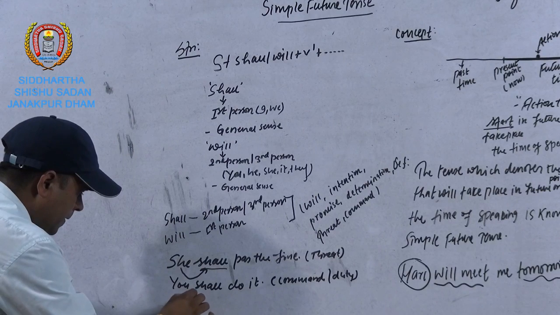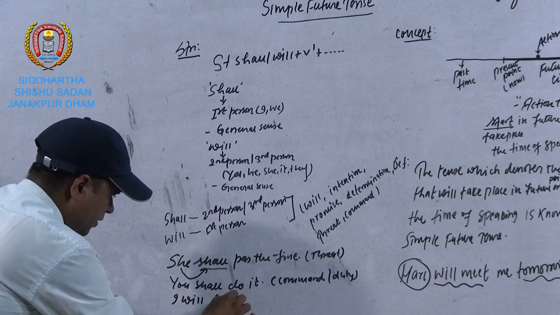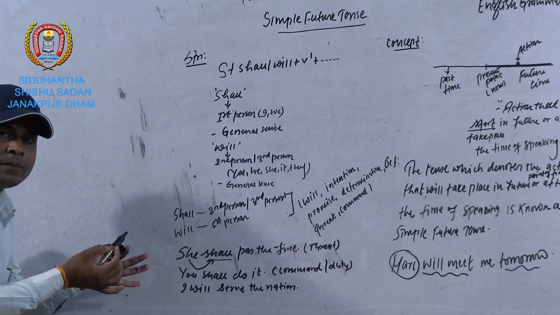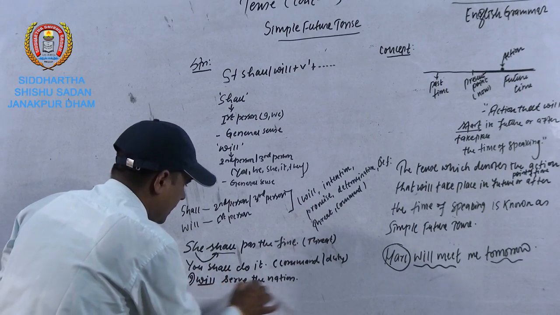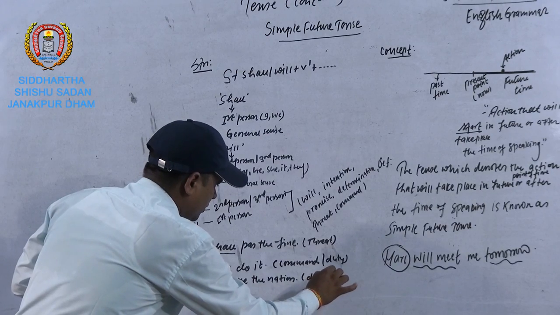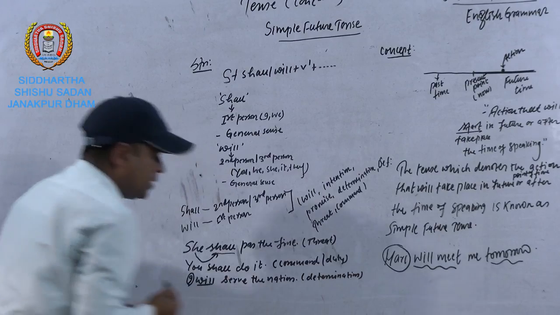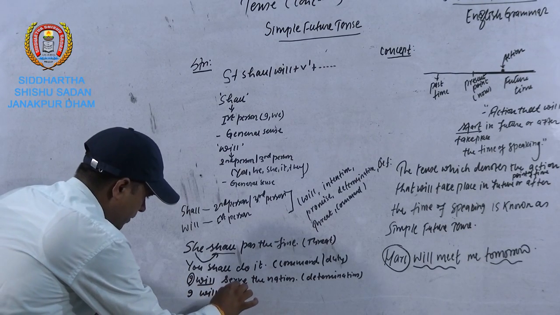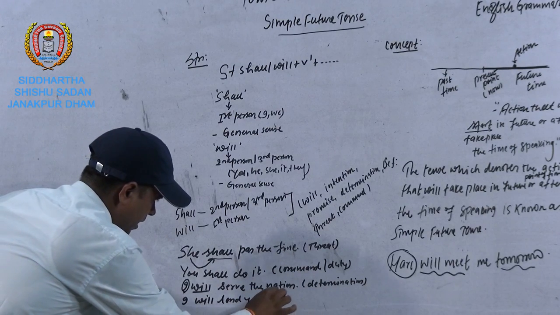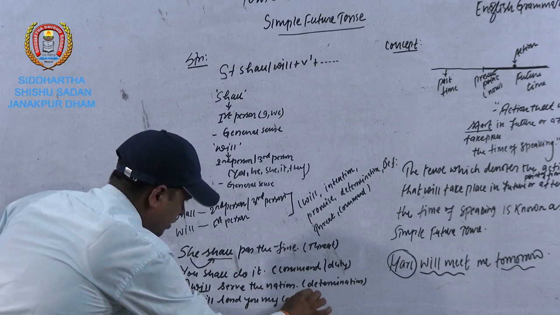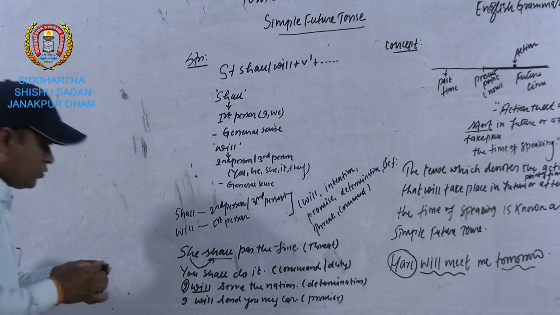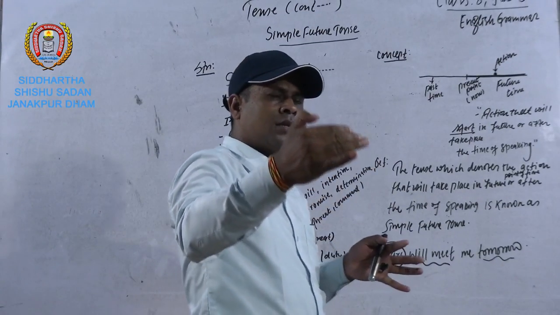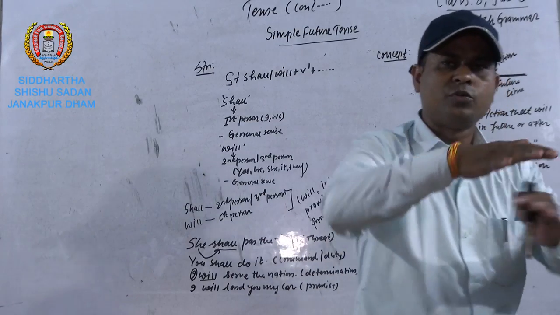I will serve the nation. This shows determination. So, first person with will here. See, I will lend you my car. It shows promise. So what is proved here? In this sense, shall can be used with second and third person, whereas will can be used with first person.